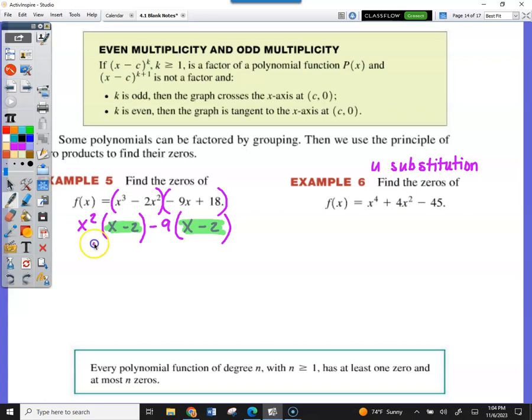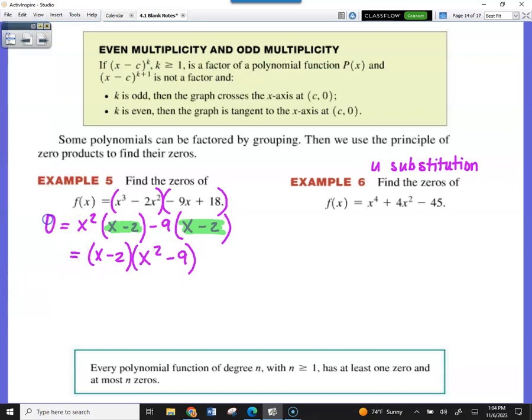Now that's my GCF. So visualize me picking up the green and pulling it to the front one time as a GCF, and I'd be left with x squared minus 9, right? I'm finding the zeros. Now you could go straight to zero product property here, or some of you might look at this and say, hey, what's that? That's a difference of squares. I heard someone say it.